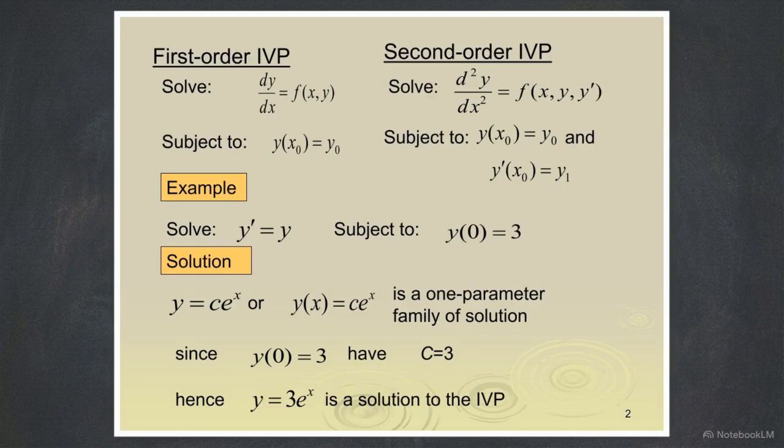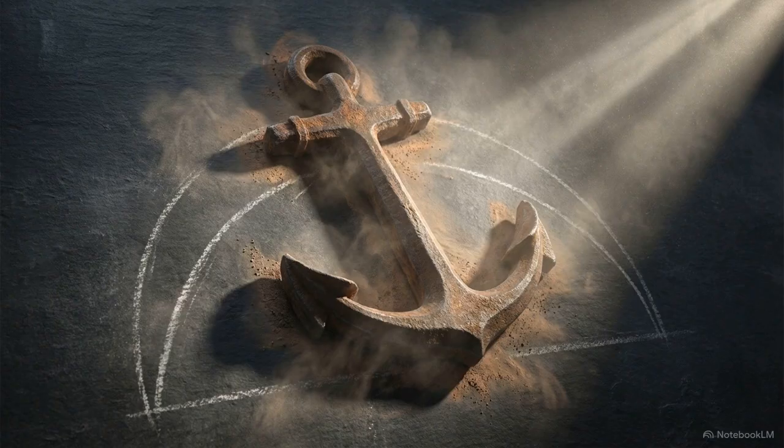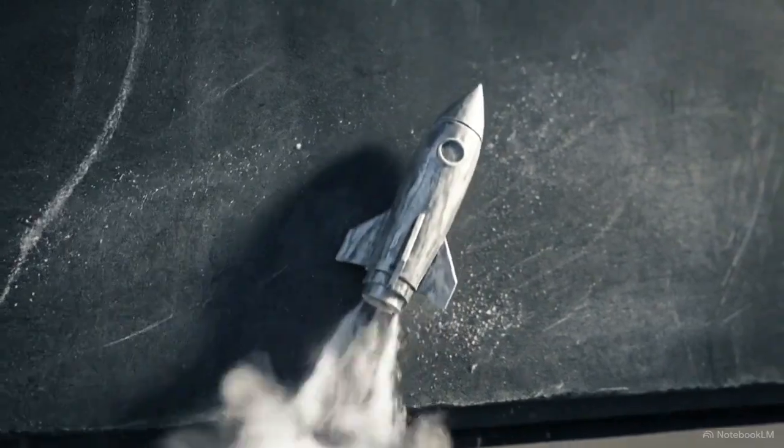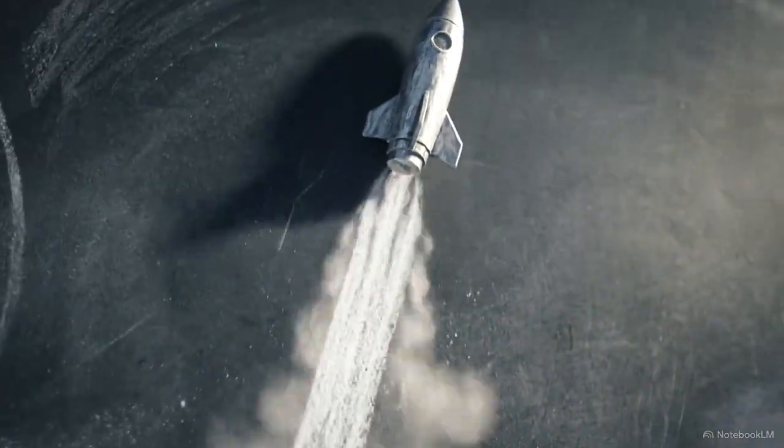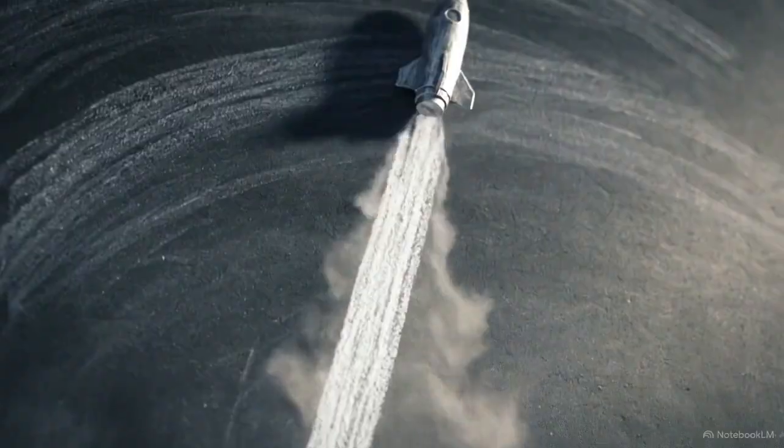We can create a first-order problem by pinning down a starting position, or a second-order problem by anchoring both the starting position and the initial slope of the trajectory. The initial condition acts as a physical anchor. It takes a theoretical equation of infinite possibilities and forces it to describe one specific trajectory in the real world.